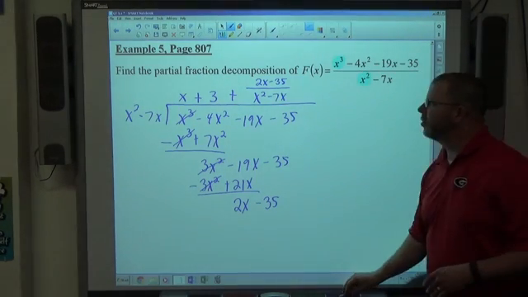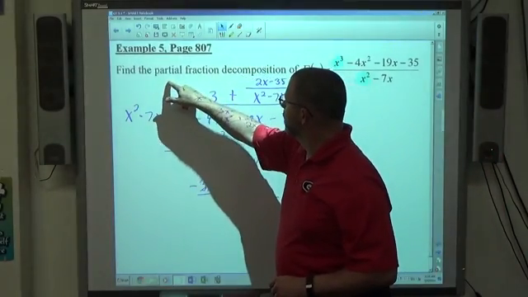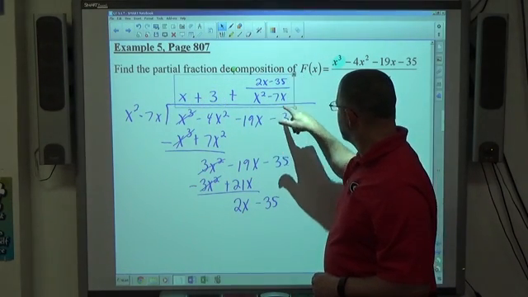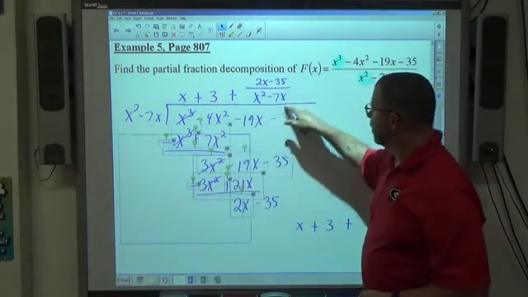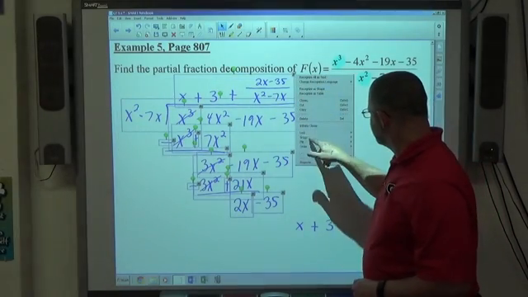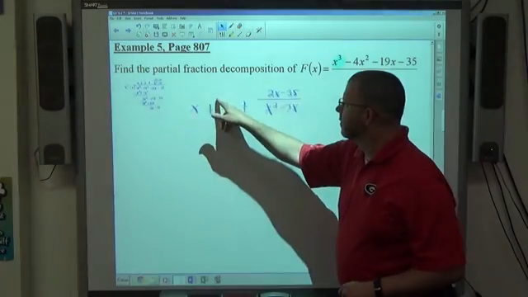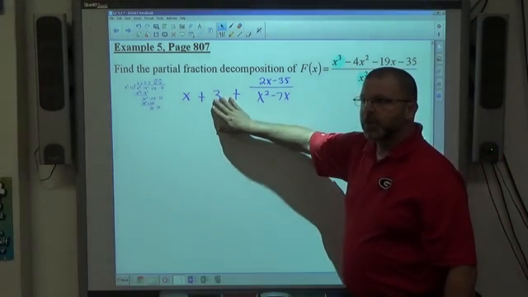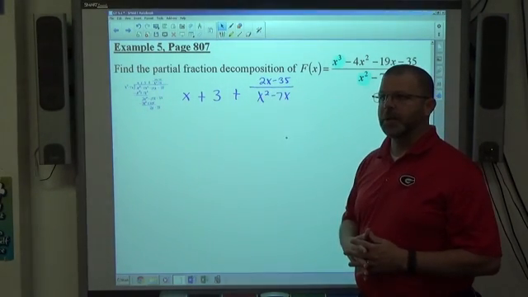So that's job one, is to divide to get the answer. Take this down here, and I'm going to take all this and shrink it up. Alright, so now we're at the point where we have the quotient of this function. X plus 3 is perfect. 2x minus 35 over x squared minus 7x is now the fraction that we want to decompose.